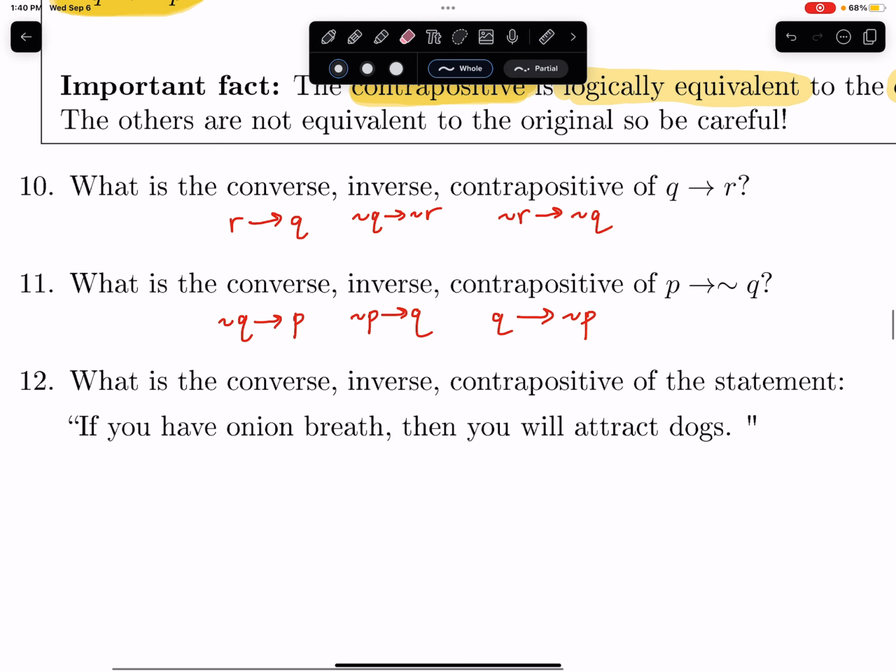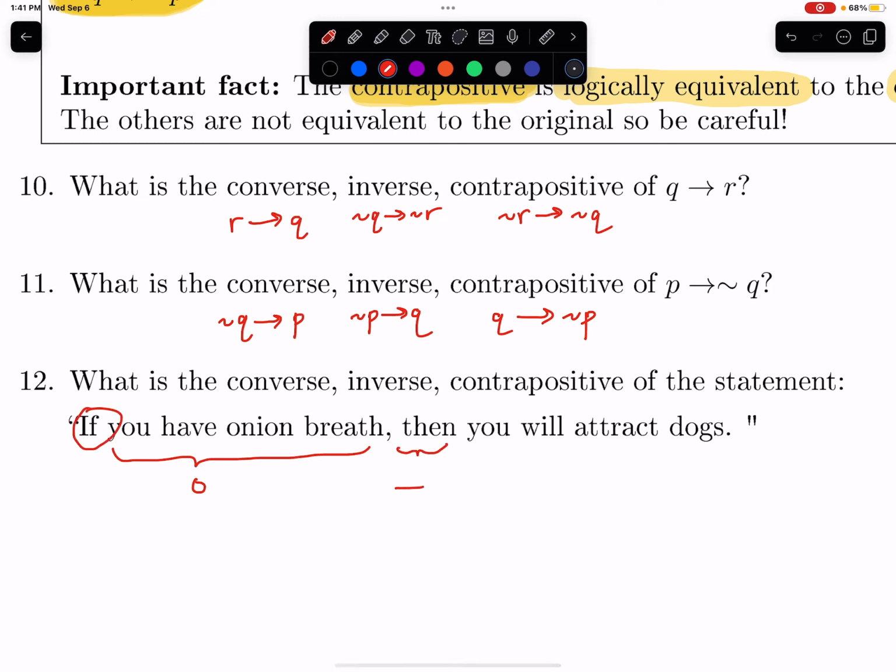And for number 12, if you have onion breath, then you will attract dogs. You can jump straight into the answer, but what I might actually recommend you guys do is a little translation to symbols first. This part says if you have onion breath. That's like saying if O for onion breath, then, and the if is combined with the then to give this right arrow, right? The conditional arrow. You will attract dogs. So the if-then together makes the conditional arrow. You will attract dogs. Let's say A for attract. So that's the original, right?